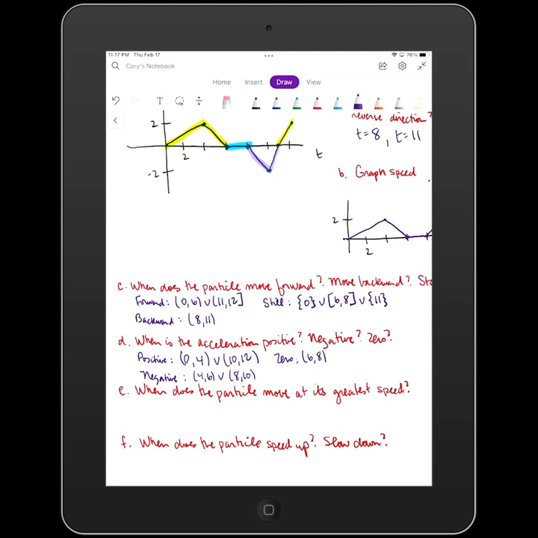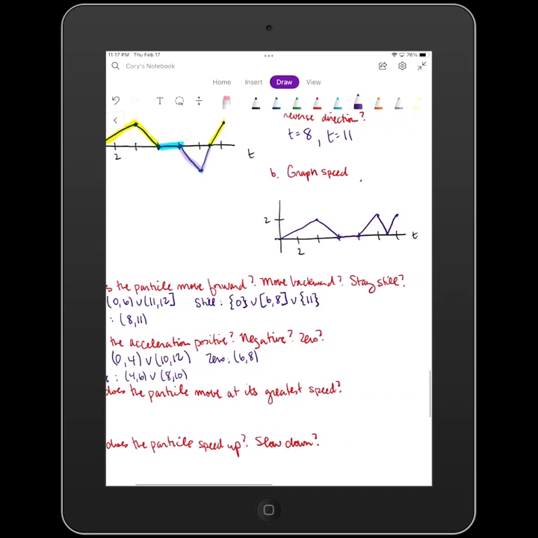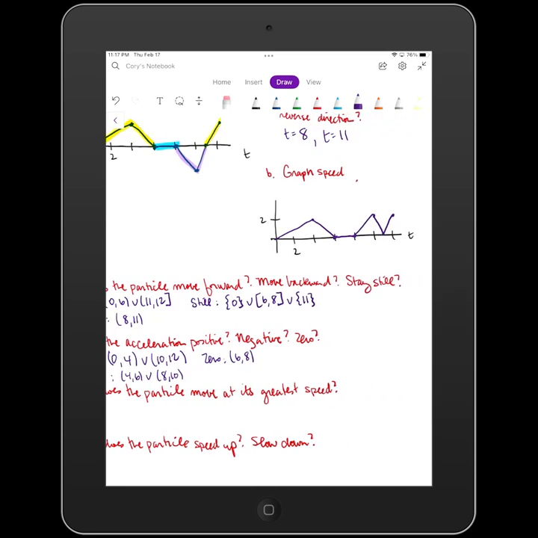Okay, on to part E. So part E asks, when does the particle move at its greatest speed? Okay, so when we look at the graph of speed, speed is the largest at this time, at this time, and at that time. Okay, and speed's value is 2 at all of those times.